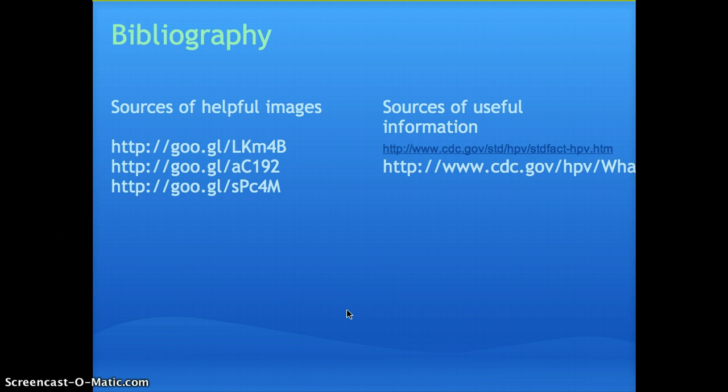And this is our bibliography. We use this for sources and helpful images. And then a couple websites on the right side for sources of useful information.